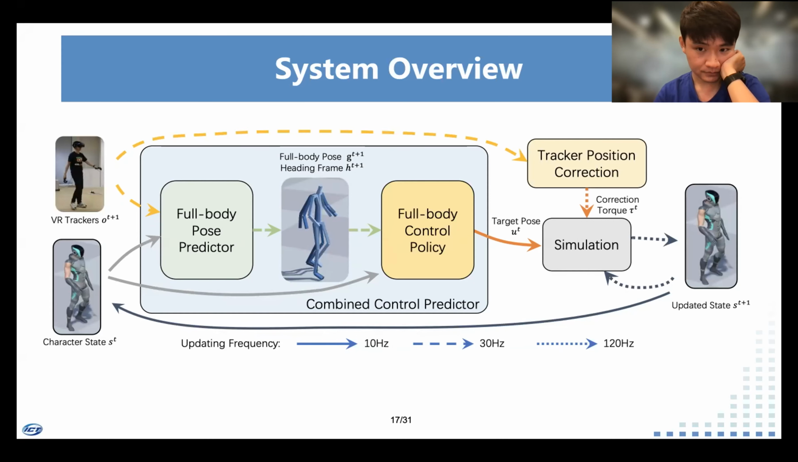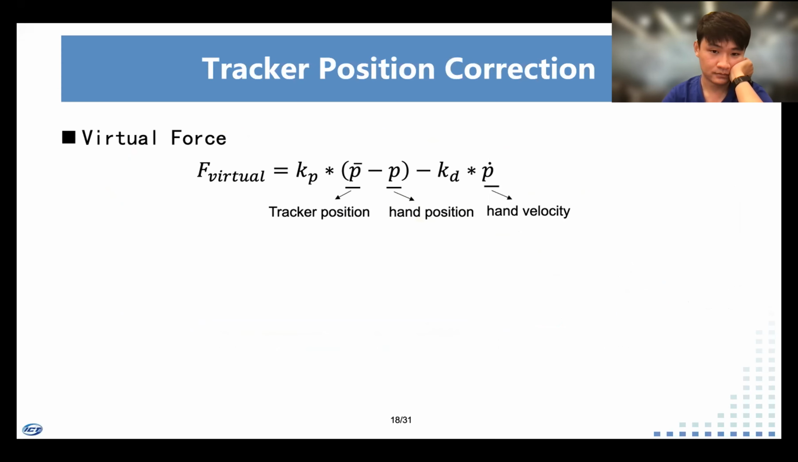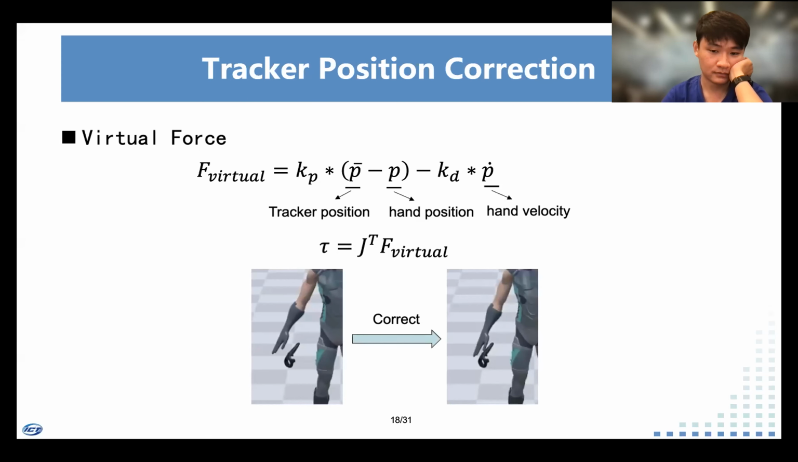To ensure accurate tracking of the VR trackers, we employ an additional tracker position correction module in our system. This module applies virtual forces on the avatar's hands to correct their position. These virtual forces are not directly applied to the hands of the simulated character. Instead, the character tries to realize such virtual forces using joint torques, which are computed using Jacobian transpose control.